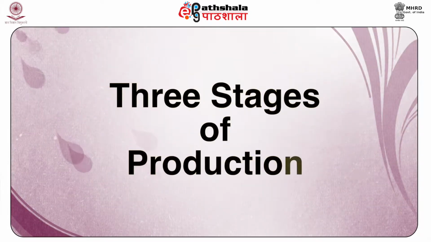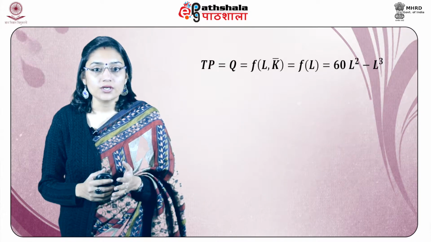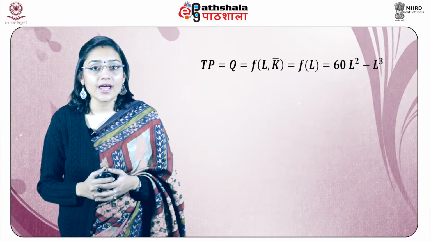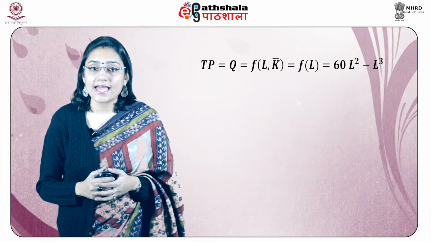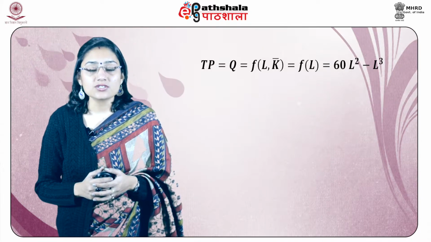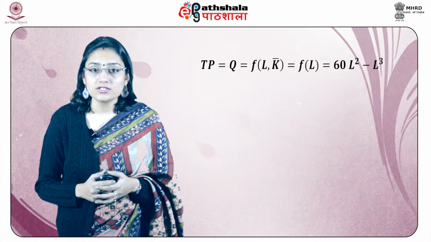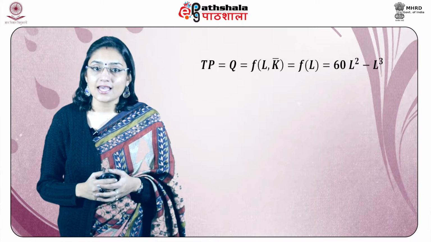The next is three stages of production. We will now use the short run quadratic production function introduced in the previous section to demonstrate how, based on the law of diminishing returns, we can identify the three stages of production. TP = Q = f(L, K), where capital is held constant, = f(L) = 60L² − L³.